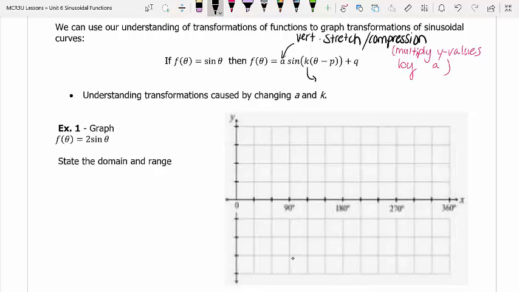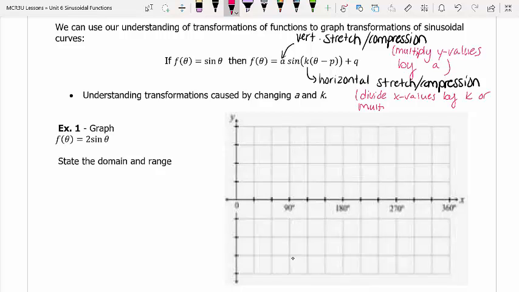Remember K is a horizontal stretch or compression. To apply that to a base graph, you're going to either multiply the x values by 1 over K or divide the x values by K. So it's the same thing. And then your P is your horizontal translation and your Q is your vertical translation.